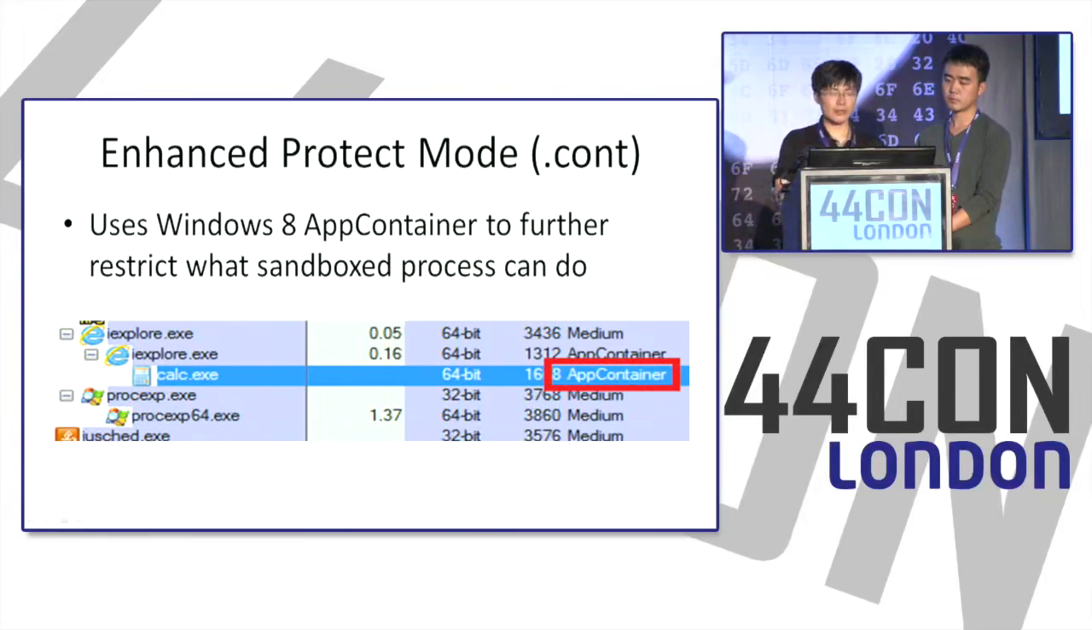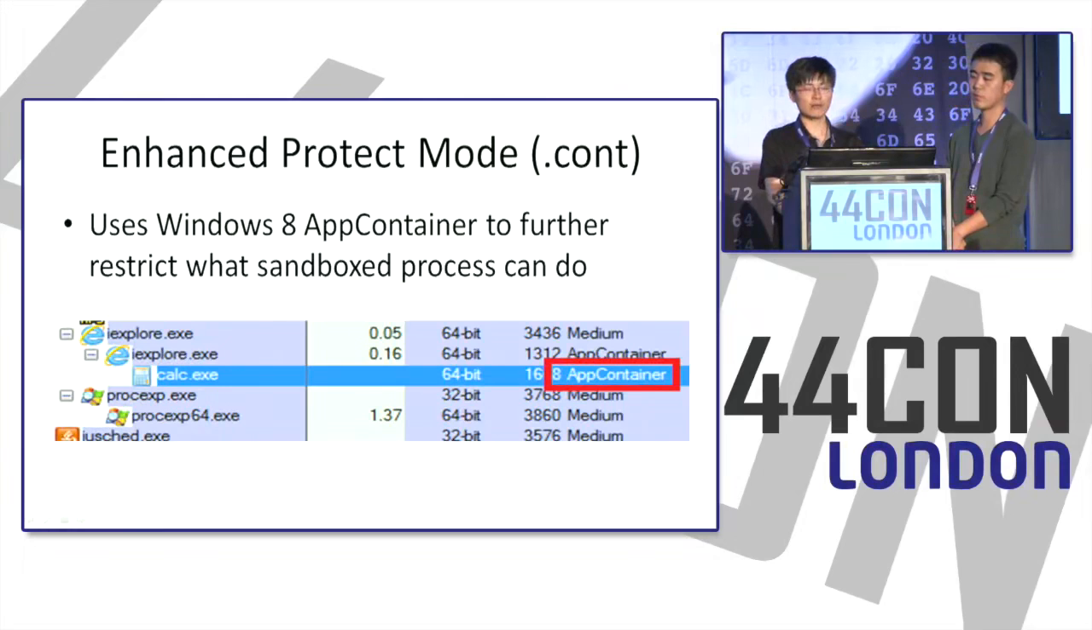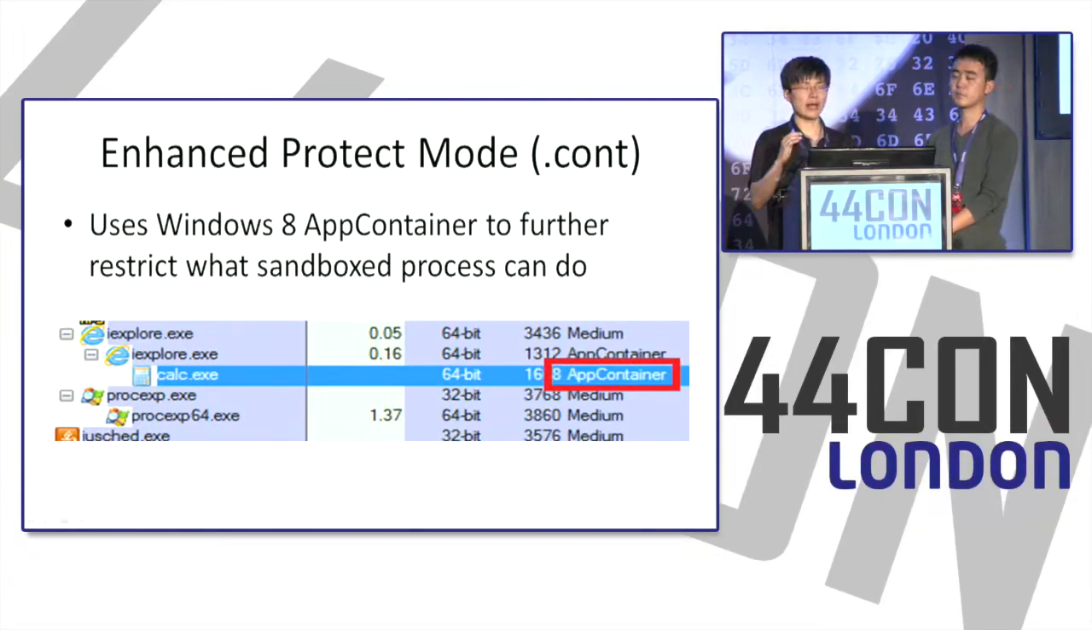When the EPM sandbox is enabled, the IE child process will run in an app container. And app container is a new process isolation mechanism introduced in Windows 8.1. It offers more fine-grained security permissions, which blocks read and write access to most of the system resources. For example, the IE child process even has no access to the system temp folder because it is protected by the EPM sandbox.